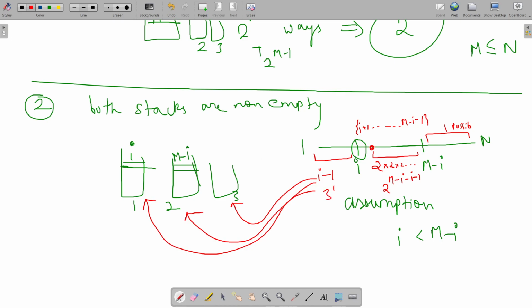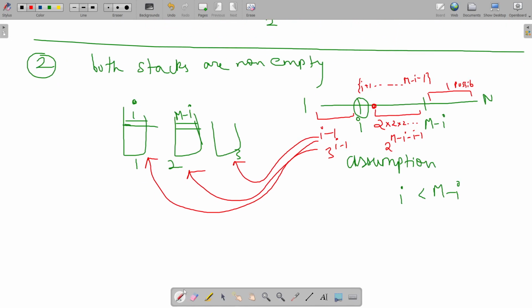So these have 3 to the power i minus 1 ways. Every element has 3 ways, so 3 into 3 into 3, i minus 1 times. So when we fix some i, the total number of ways is 3 to the power i minus 1 into 2 to the power m minus 2i minus 1.